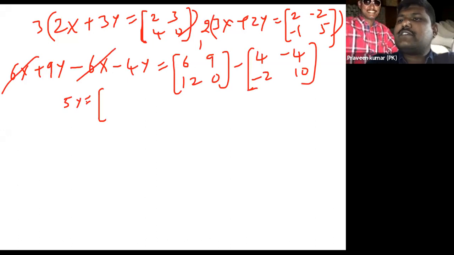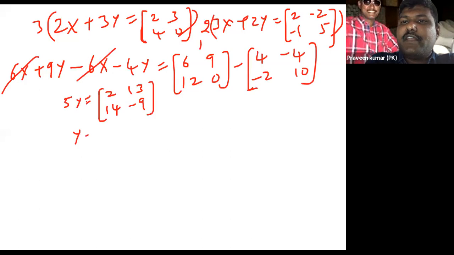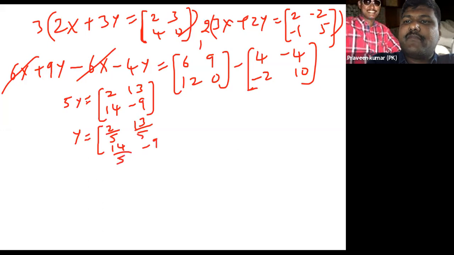So subtract, what is the answer? 6 minus 4, 2. 9 minus 7 minus plus 4, 13. 12 minus 7 minus 2, 14. 0 minus 10 minus 9. Y is equal to 2 by 5, 13 by 5, 14 by 5, minus 9 by 5. Correct?